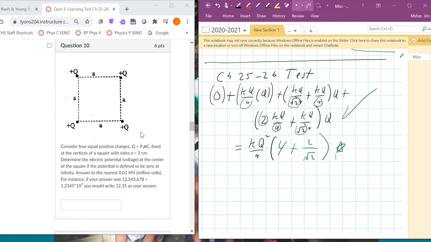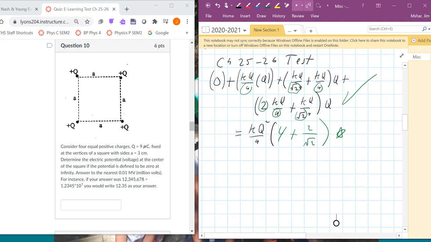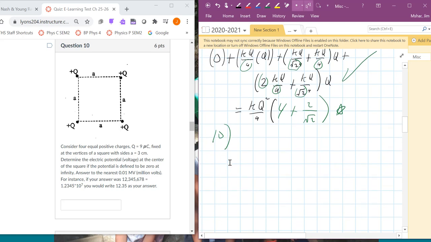For number 10, it looks like a similar picture, but it's a different question. Number 10 asks, what's the voltage at the center of this square? By the way, 29 of us got that right, so about half of you got that right.